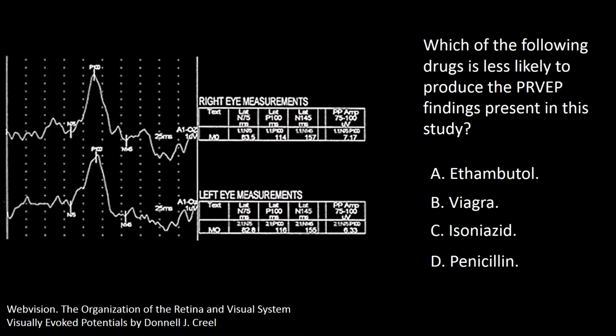Please stop the video and take a few minutes to choose the correct answer. The question is, which of the following drugs is less likely to produce the PRVEP findings present in this study? A. Ethambutol, B. Viagra, C. Isoniazid, D. Penicillin.